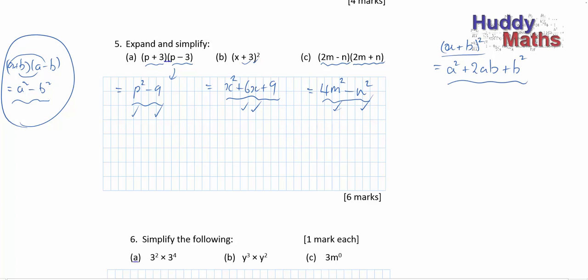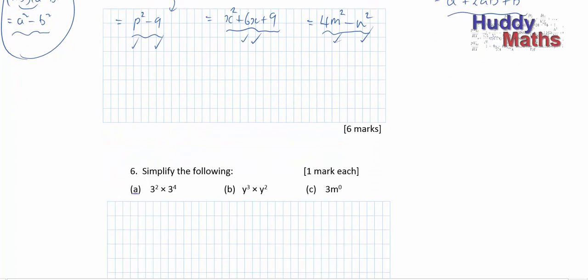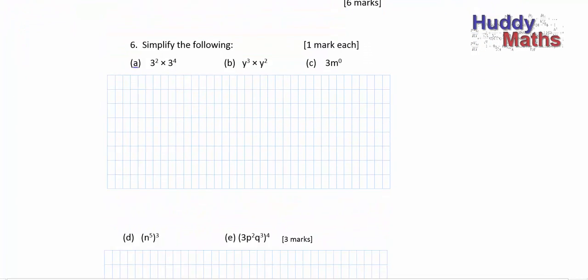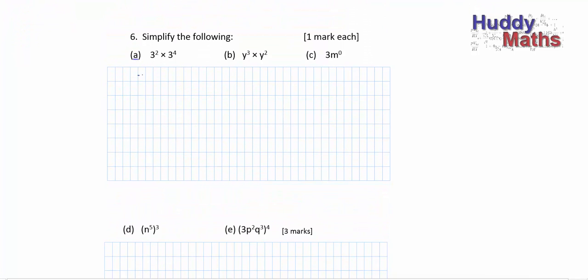All right. Well, that's the end of the basic ones for expansions. Let's do some basic ones for indices now. So here we are. Same bases, multiplication becomes the addition of indices. 2 plus 4 is 6. Okay, 1 mark for that.